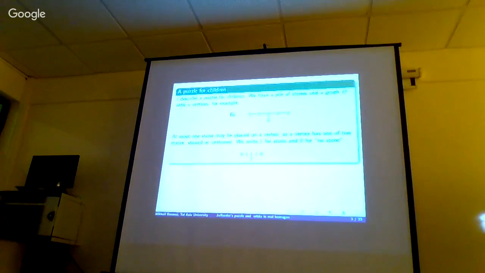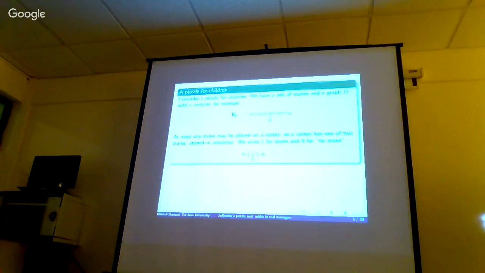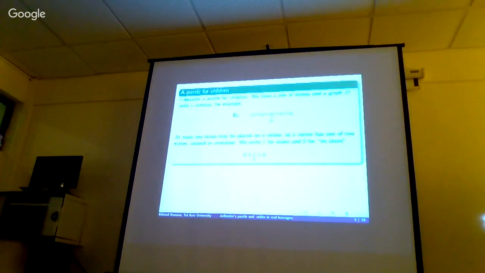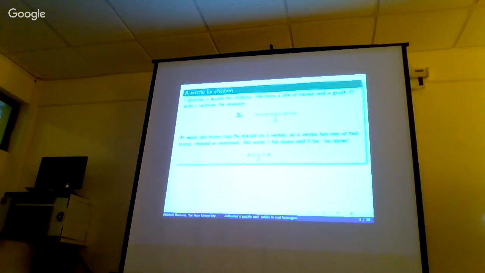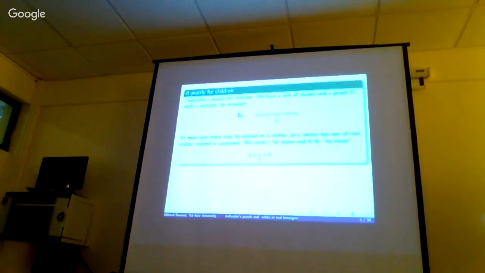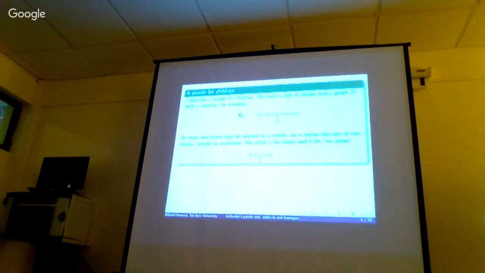I describe a puzzle for children. We have a pile of stones, a number of stones, and a graph D with n vertices. For example, this graph is called E6. It's its name. At most one stone can be placed on a vertex. So a vertex can have one of two states, stoned or unstoned. We write 1 for a stone and 0 for no stone. For example, we can consider this configuration.